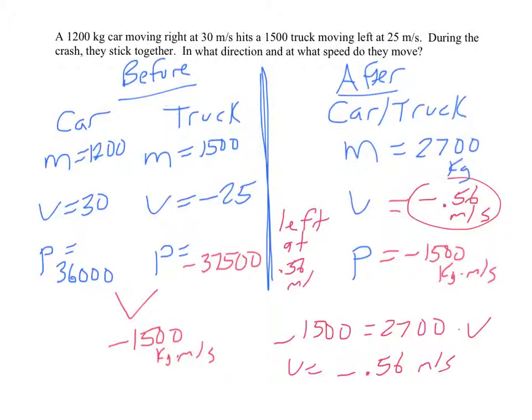This should make sense because the truck had more momentum than the car. So when they crashed, there was enough momentum to keep it going left, not to the right. And that's why this worked out the way it did.